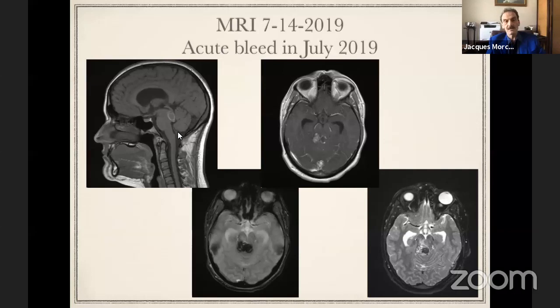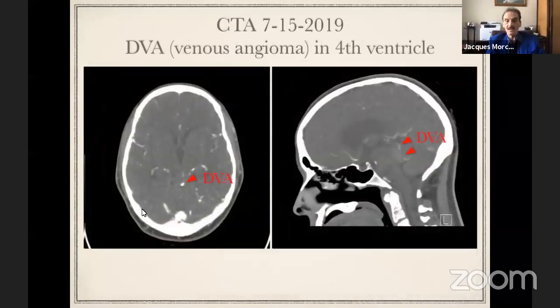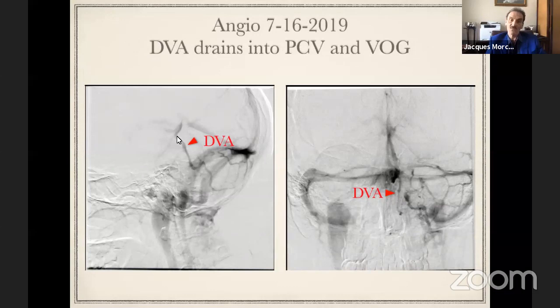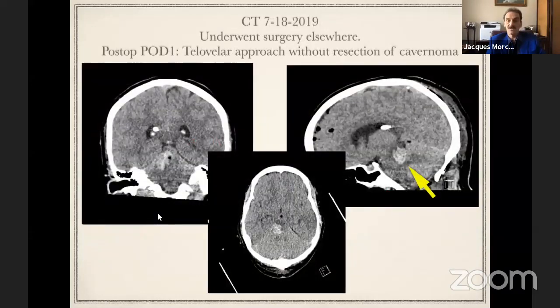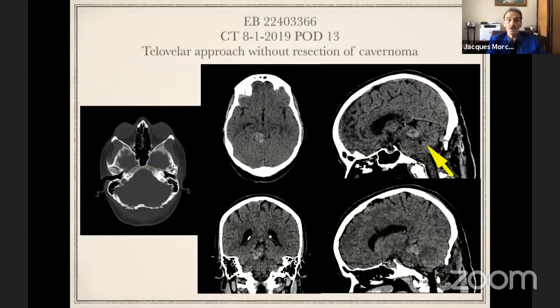See, the telovelar is just too far of an approach to get all the way up there, particularly when you realize that there is a DVA. You see, there is a DVA along the way. So the telovelar was not the best approach to choose, and the surgeon did have the DVA in his view, and that prevented him from removing the cavernoma. Here is the DVA on an angiogram, and this is the post-op of that first surgery with, of course, most of the cavernoma there. And this is her later.